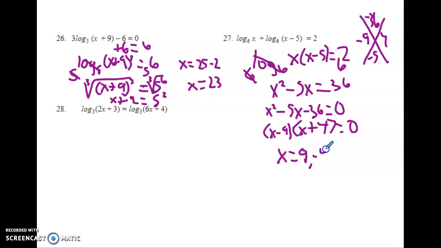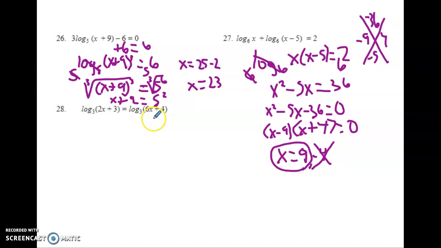Now the negative 4 kind of gives me a caution that I'm going to have some problems with that, and it does right here. Log base 6 of negative 4 would give me an undefined value, so negative 4 does not work. 9 will not give me any negative numbers, so that one does work. So that's my answer. Number 28, we have a log on this side and a log on that side.